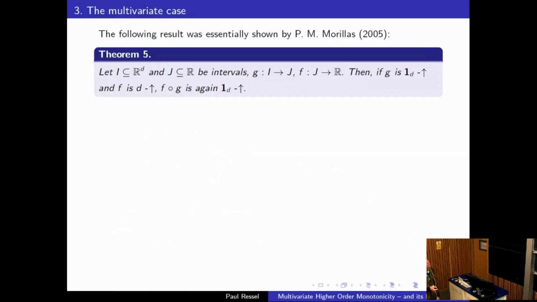Well, this result was shown already almost 20 years ago by a woman from Argentina, Patricia Morillas. She proved more or less the following: I is an interval in R^d and J is a real interval. You have two functions which can be composed. Then if G is 1D increasing and F is a univariate function d-increasing, then the composition is also 1D increasing. Her proof is absolutely a horror to read.